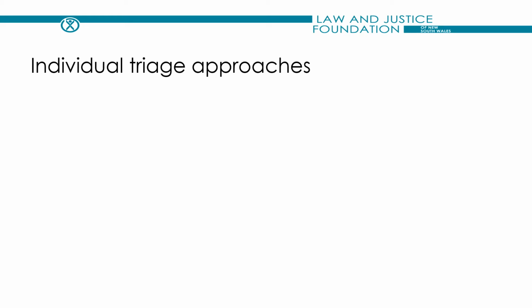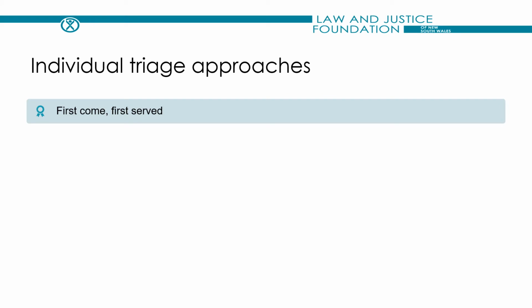Some of these approaches include first come, first served, just providing the service to those who come through the door. The risk of this approach is that it may favour potential clients that are more capable or persistent, rather than those most in need or the least capable. It is also often used for the allocation of clients within some outreach clinics.